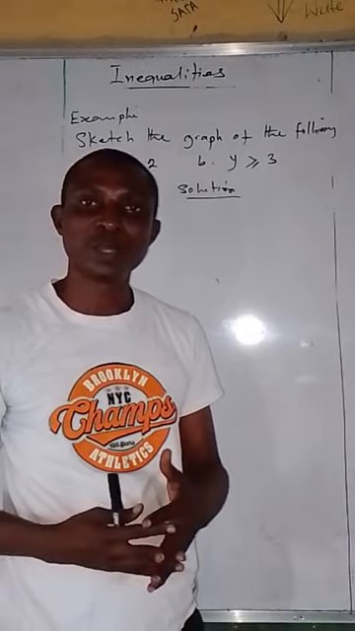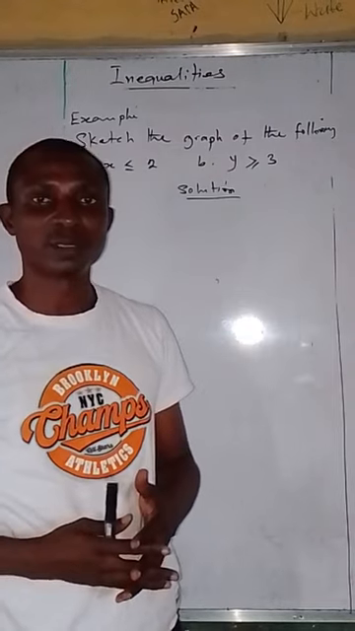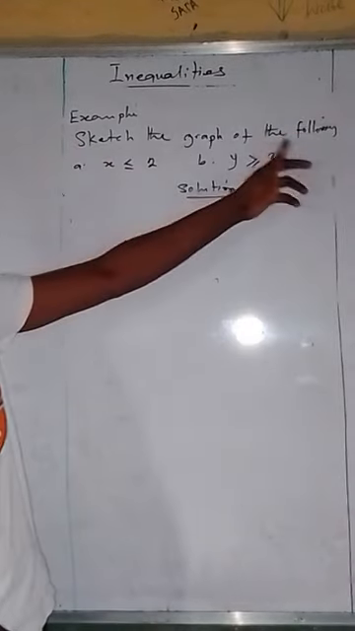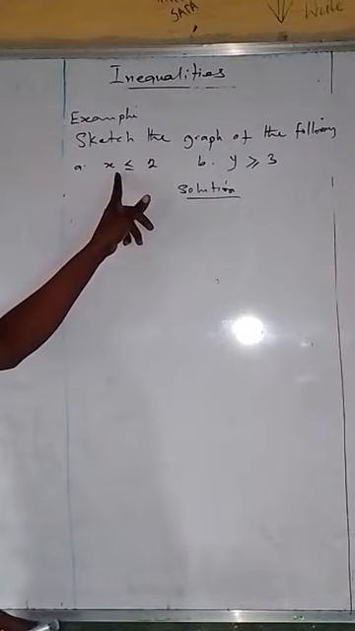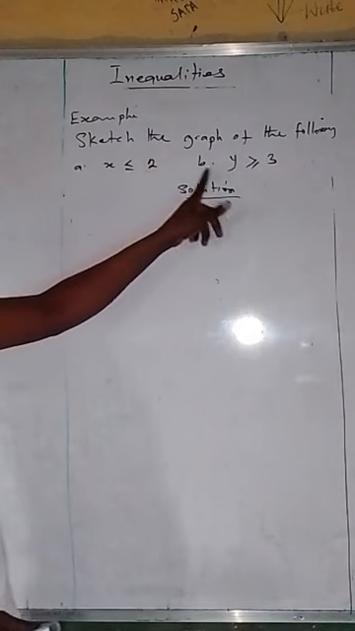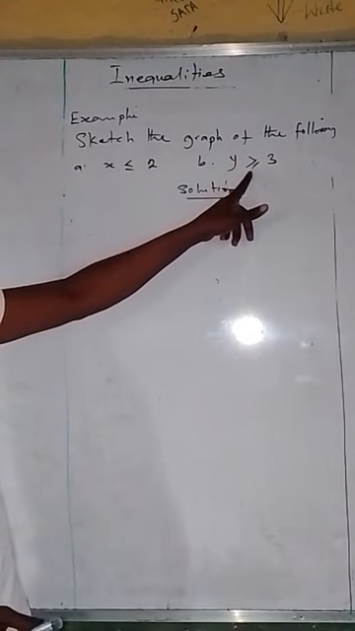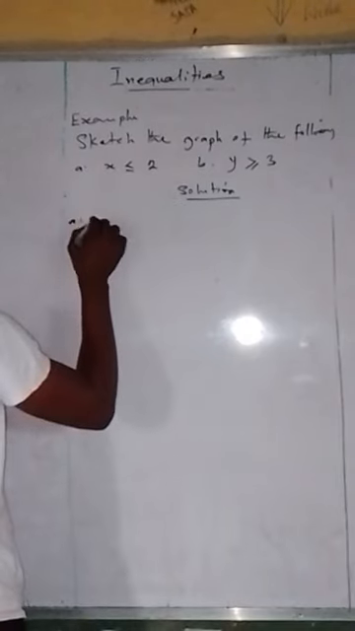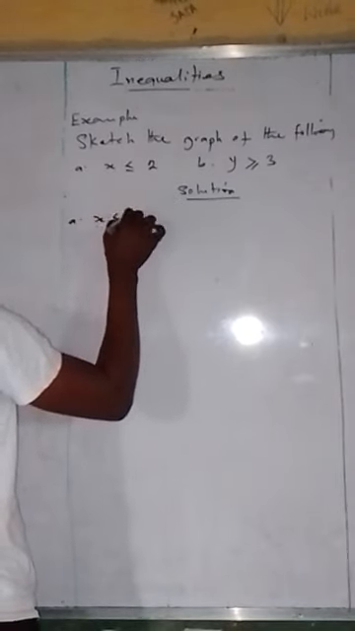Now today we are going to look at the question under inequalities. Now let's look at the question we have. Sketch the graph of the following. A. X is less than or equals to 2. B. Y is greater than or equals to 3. A. X is less than or equals to 2.